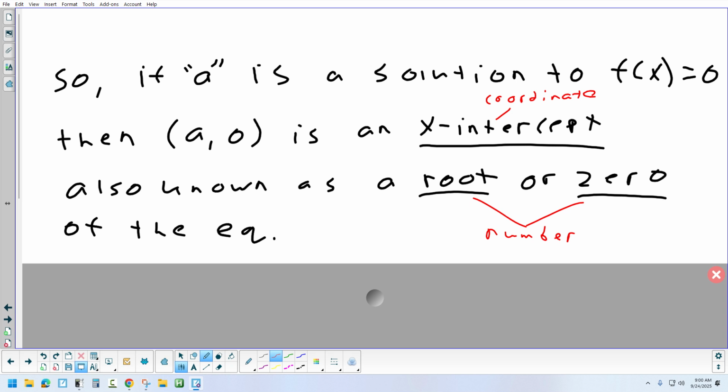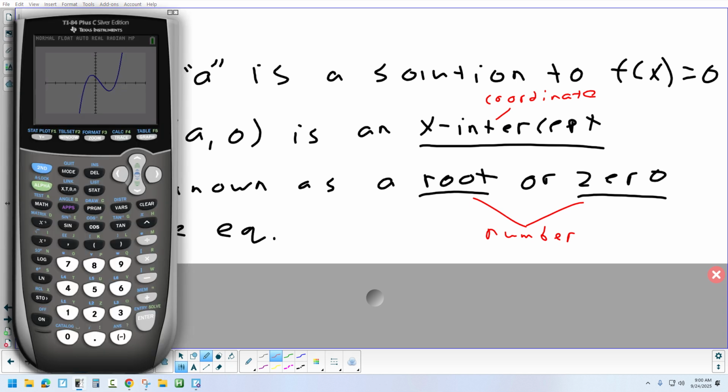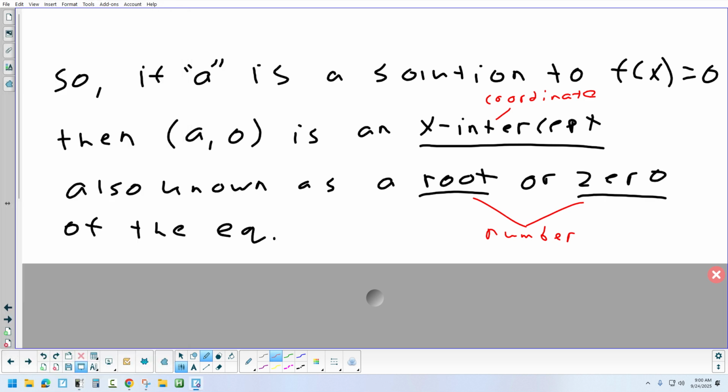All right, so if I asked you, what are the x-intercepts for that last problem, you would say -1, 0, 1/2, 0, 2, 0. Those are the x-intercepts. The roots are -1, 1/2, and 2. And you'll see the word root or 0 used interchangeably.